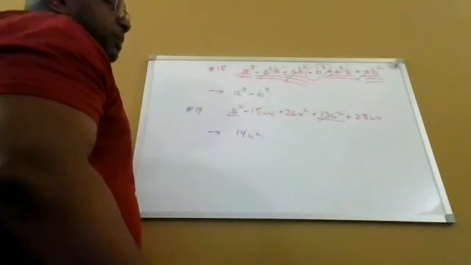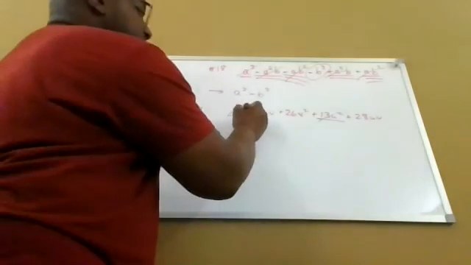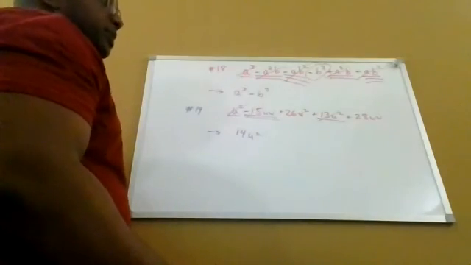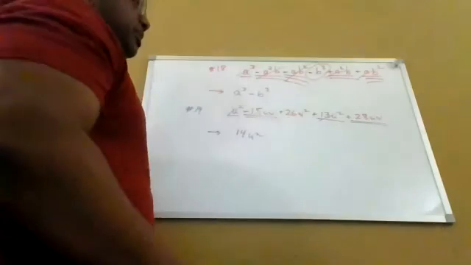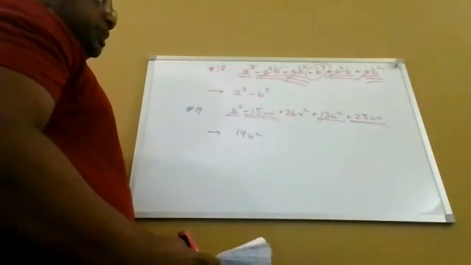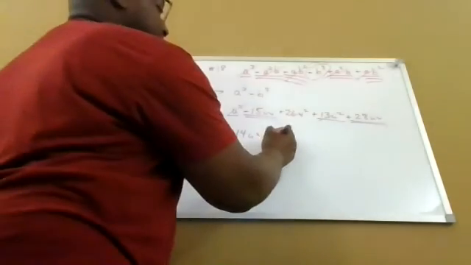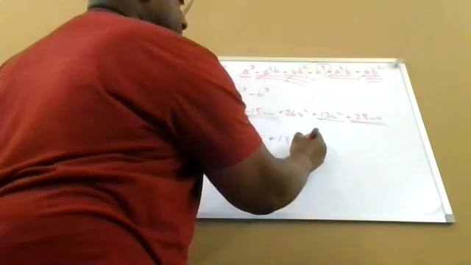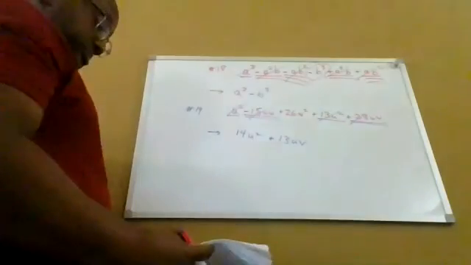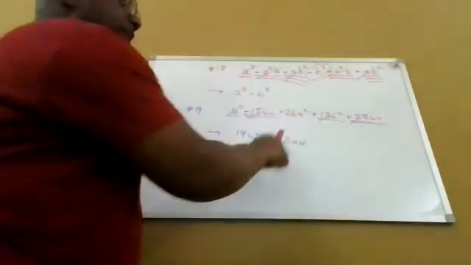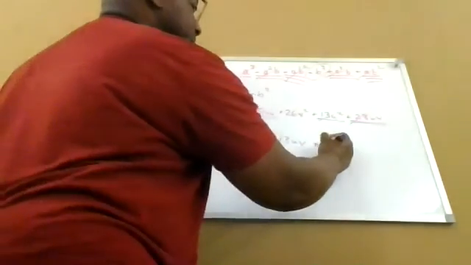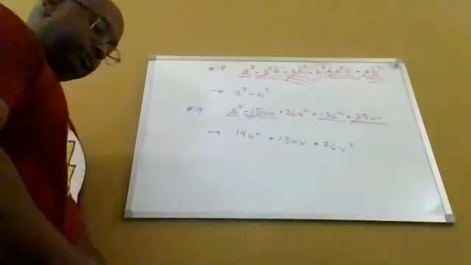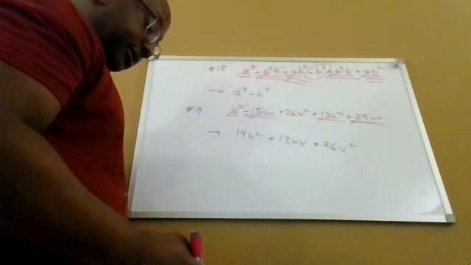Now I'm going to underline every term that has uv and underline it twice. There's one, there's the other. So now, negative 15uv plus 28uv will leave me a positive 13uv. Only term I have left is 26v squared, nothing to combine with that. So I'm going to just copy that down. And that's what I was looking for, number 19.